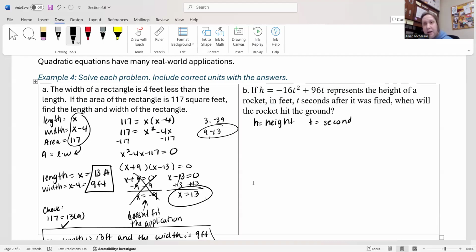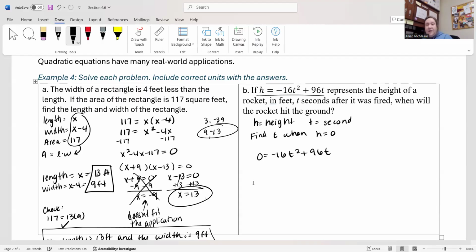Well, what does that mean? If the rocket hits the ground, what is the height of the rocket? Well, the height of the rocket would be 0. So we want to find t when h equals 0. So I want to take this equation up here and make sure that h equals 0. So I get 0 equals -16t squared plus 96t.